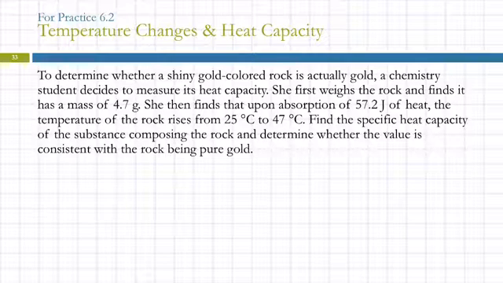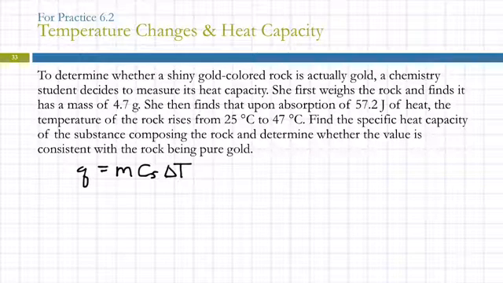Like density, specific heat capacity is an intensive property. It doesn't change. It's always the same. So gold always has the same specific heat capacity. Well, how do we calculate this? We need an equation. And the equation is Q equals MC_s delta T.